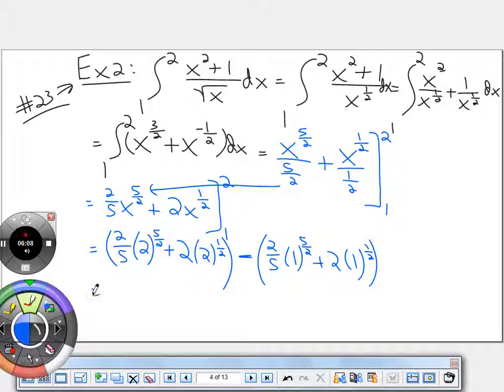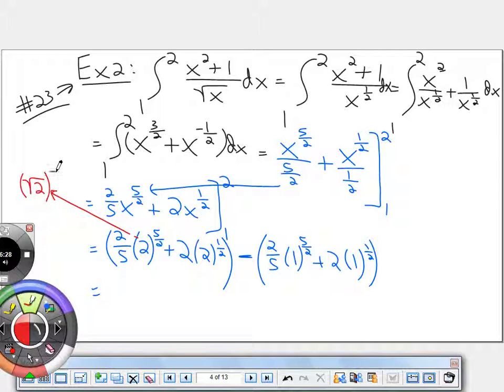All right, so let's start evaluating here. So what in the world is 2 to the 5/2? So off to the side, you could say this 2 to the 5/2 is actually the square root of 2, and then raised to the 5th power. So I'm not sure exactly how you want to handle that. So let's think here for a second.